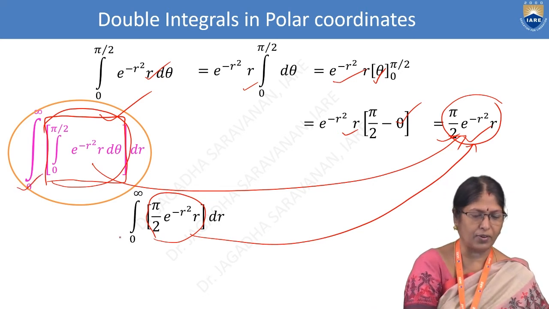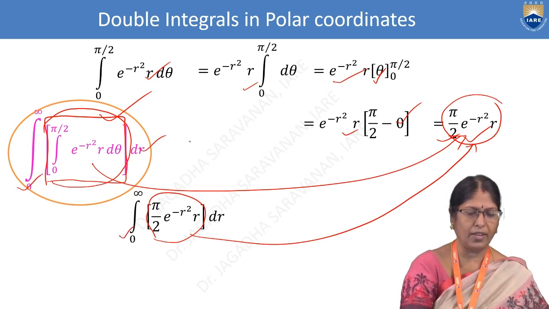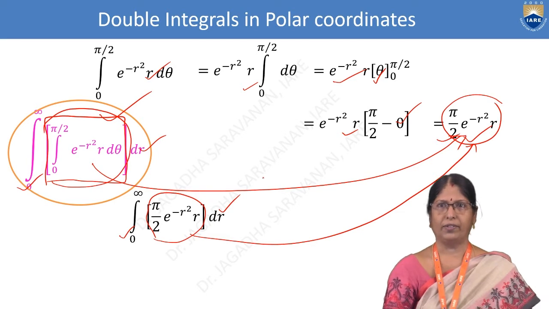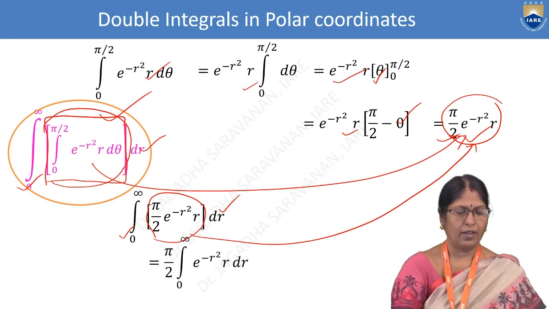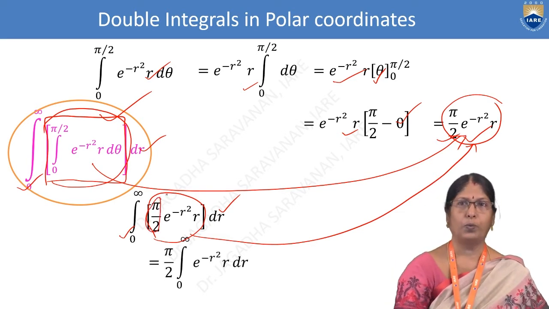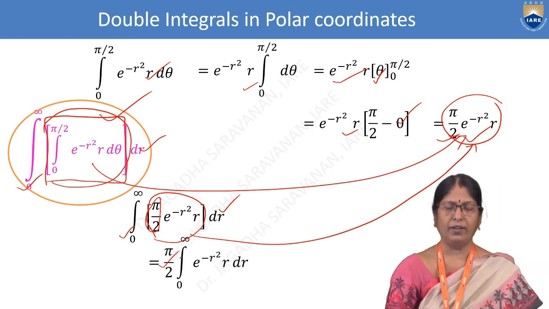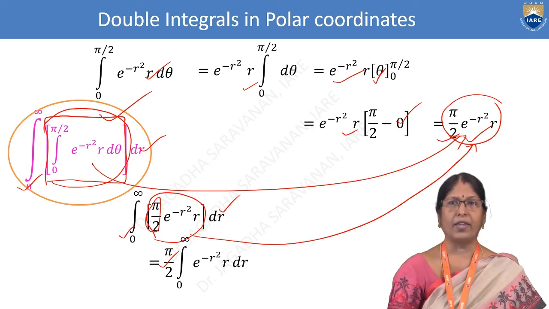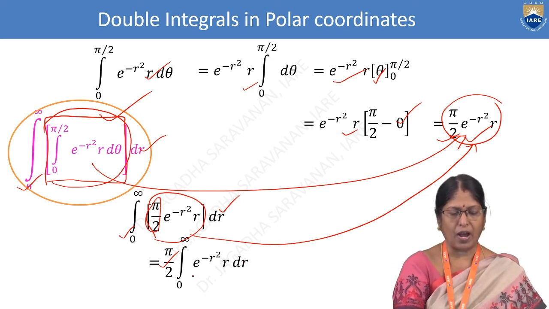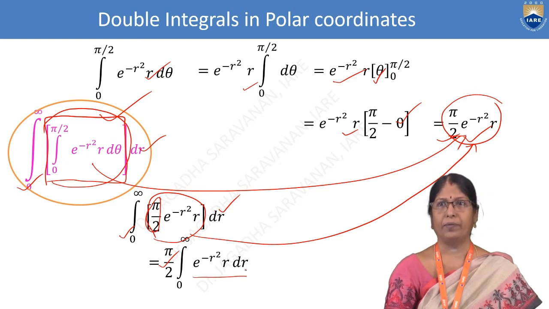This integral is written as it is. This dr is written as it is. Next, the pi by 2, a constant, is written before the integral. Then e power minus r square r dr. This we have to integrate.